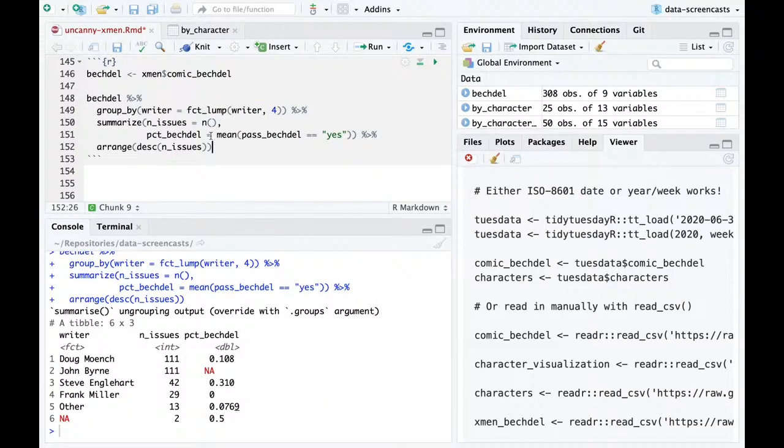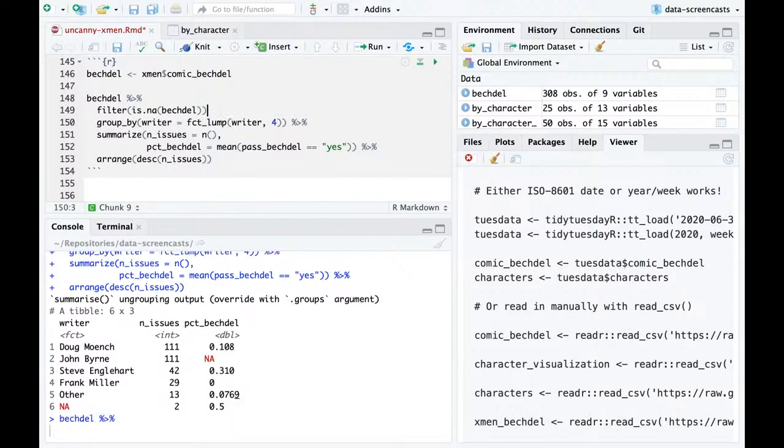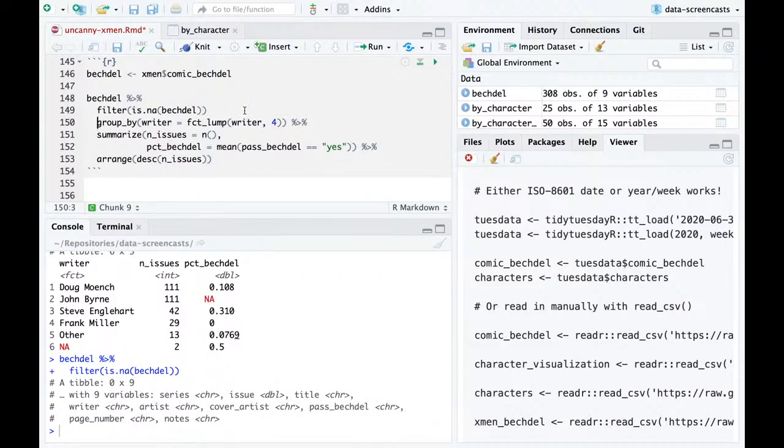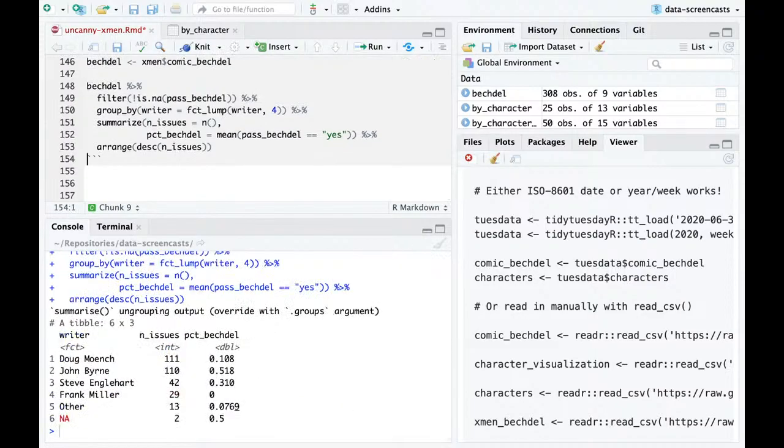So one thing we learned, and it looks like there's some that have NAs, so I'm going to filter those out because I don't want to include them in the N if they don't have information on whether they passed. So I'm going to say not is NA Bechdel. First, let me find out how common are those. Something's up. Oh, pass Bechdel is what I meant to say. Only one. So I'm going to say not. All right. Here we go.